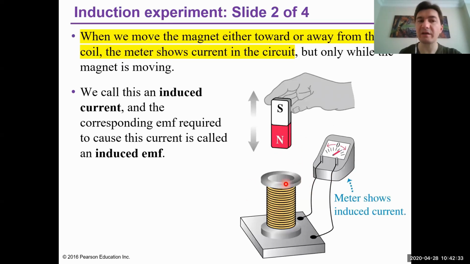So this is called induced current, and the corresponding EMF required to cause this current is called an induced EMF. Just by the movement of that permanent magnet close to the coil. So what is the reason for that? We will investigate this phenomenon today.